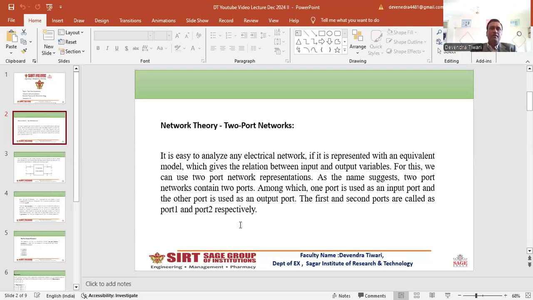It is very easy to analyze an electrical network if it is represented by an equivalent model, which gives the relation between input and output variables. For this, we can use two-port network representations. As the name suggests, a two-port network contains two ports, among which one port is used as input port and the other is used as output port. The first and second ports are called port 1 and port 2 respectively.